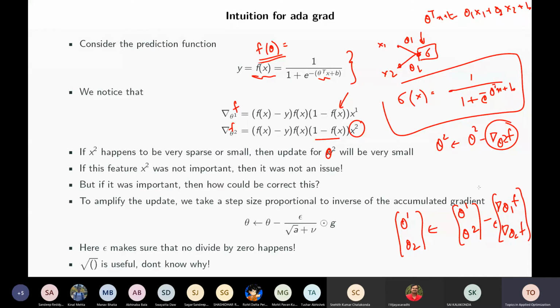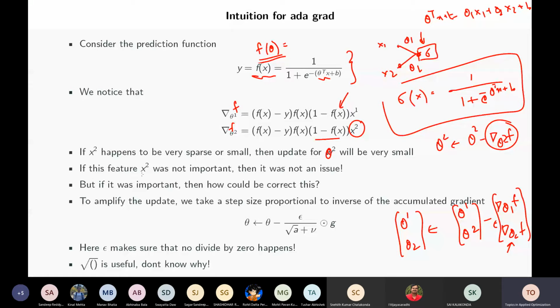If it so happens that x2, the second sample, is small, that will make the second component of the gradient small, meaning this component will be very small. So the update to theta 2 will be very small, because theta 2 will be approximately theta 2 only, as there was nothing coming from this. If this feature x2 was not important, well, a small value of x2 does not necessarily mean that the feature is not important. That feature could still have been very important.